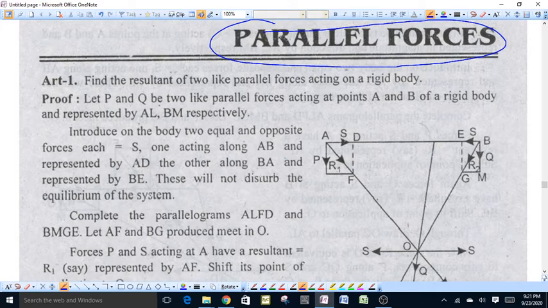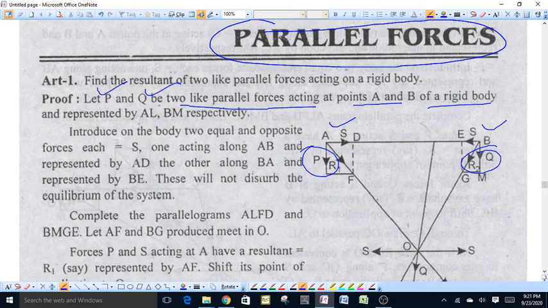Suppose that forces P and Q, two like parallel forces, act at points A and B of a rigid body. Force P and force Q act on the body at points A and B. Suppose these two forces are represented by AL and BM. These are like parallel forces.